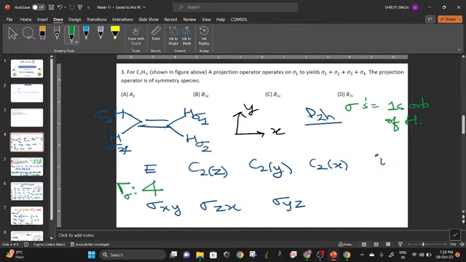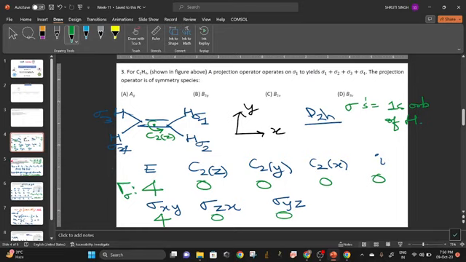Under C2z, all will change place, so it will be 0. Under C2y, all will flip. 1 and 2 will go there, 3 and 4 will go here. So it will be 0. Same case with C2x, it will be 0. Under i, this will also be 0 because these two will get exchanged. Now sigma xy is the molecular plane, so nothing will happen and it will be 4, and under the two other planes they will reflect, so those will be 0. Like this will be the reducible representation.